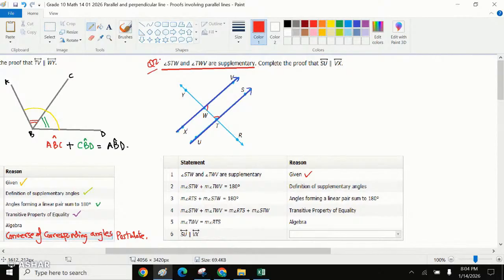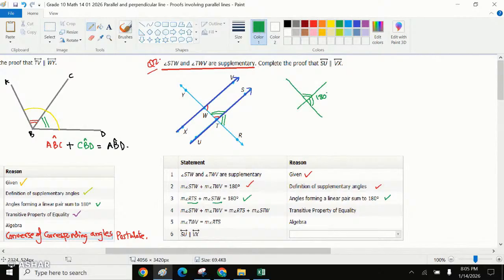Okay, this is already given: the sum of the interior angles between two parallel lines is 180, right? Which is proved over here. Then we have RTS. Where is RTS? RTS, this angle, plus STW. Where is STW? STW was this. That means angles formed on a straight line, the sum of these two angles is always 180, right? This is already given to us.